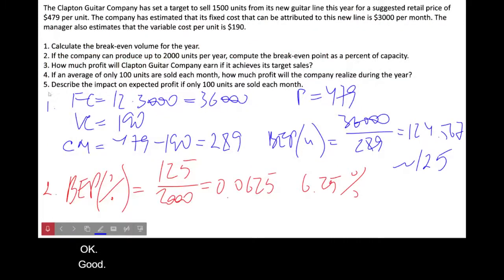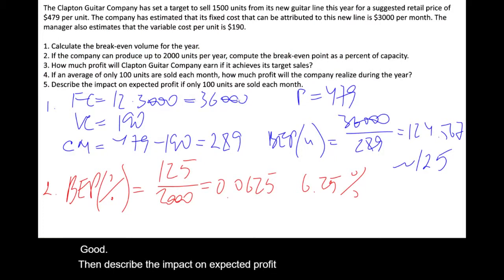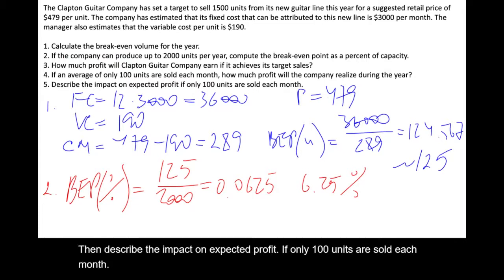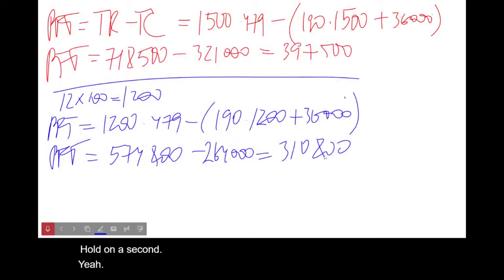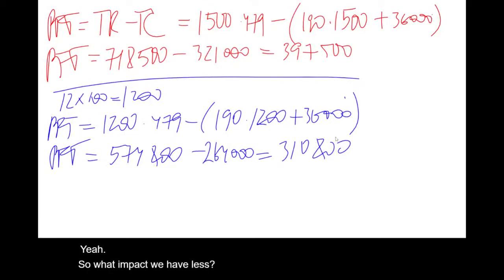Then describe the impact on expected profit if only 100 units are sold each month. Hold on a second. Oh yeah, so what impact? We have less profit, right? That's the impact.